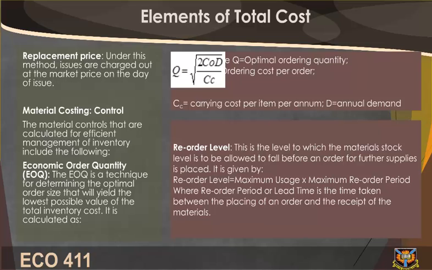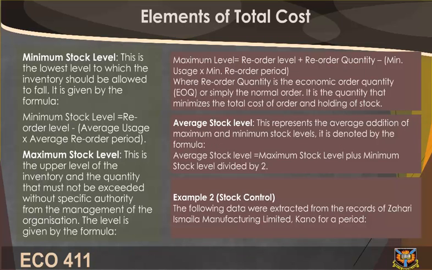Where reorder period or lead time is the time taken between the placing of an order and the receipt of the materials. Minimum stock level. This is the lowest level to which the inventory should be allowed to fall. It is given by the formula below. Maximum stock level. This is the upper level of the inventory and the quantity that must not be exceeded without specific authority from the management of the organization. The formula is given below.